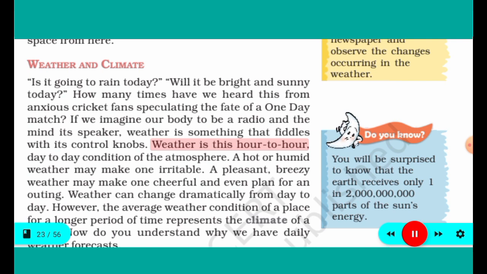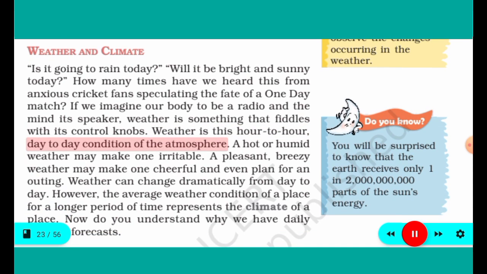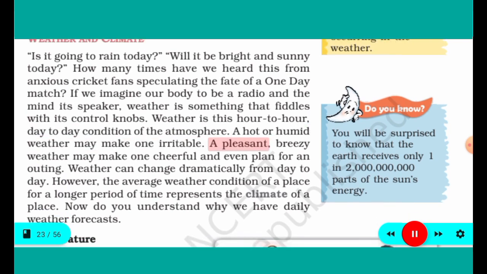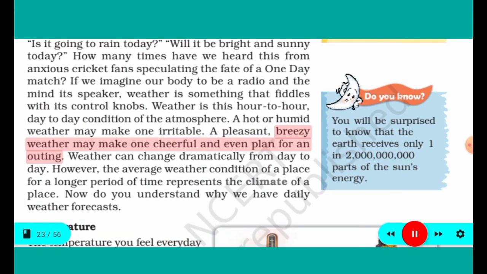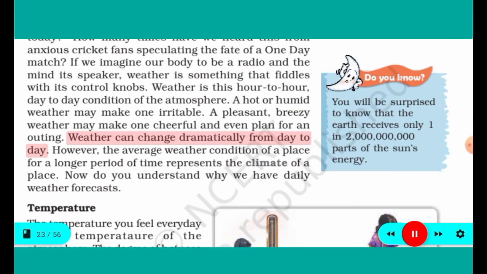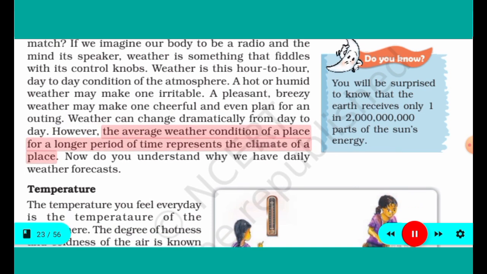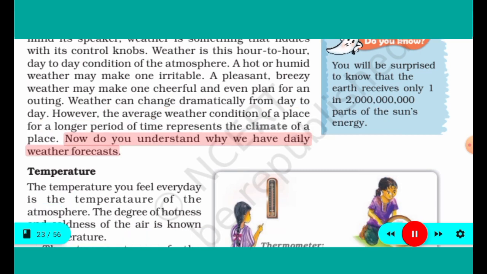Weather is this hour-to-hour, day-to-day condition of the atmosphere. A hot or humid weather may make one irritable. A pleasant, breezy weather may make one cheerful and even plan for an outing. Weather can change dramatically from day to day. However, the average weather condition of a place for a longer period of time represents the climate of a place. Now do you understand why we have daily weather forecasts?